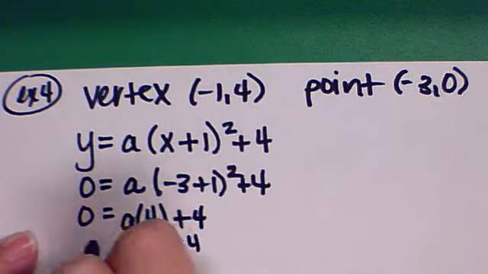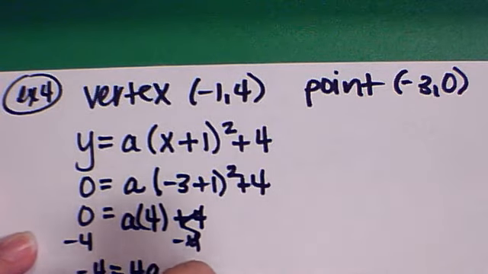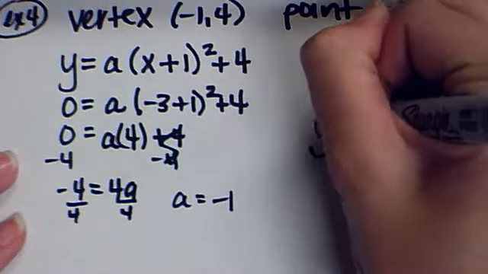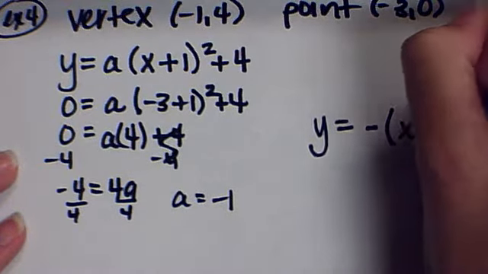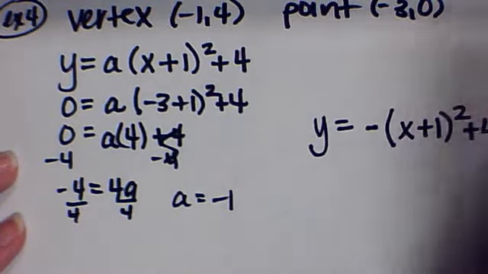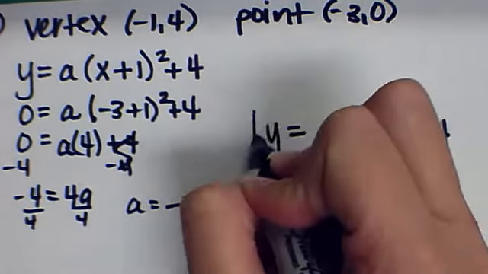To solve, we're going to subtract 4 from both sides. We have negative 4 equals 4a. Divide both sides by 4, and a equals negative 1. Now we can plug that into our general equation up top here and do y equals negative 1(x plus 1) squared plus 4. And we have an equation that has that vertex that we were given and goes through the point negative 3, 0.